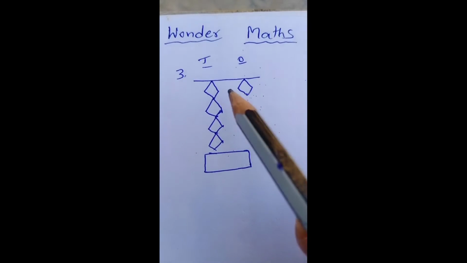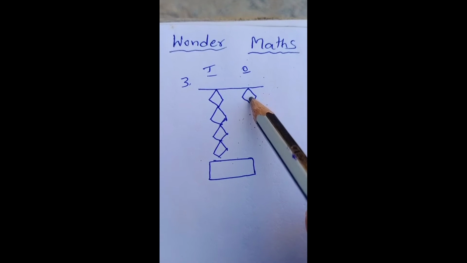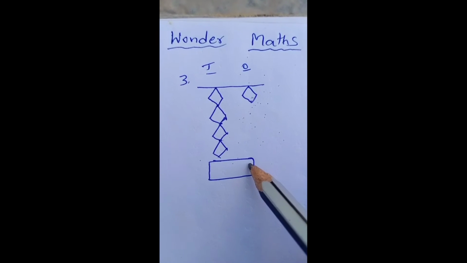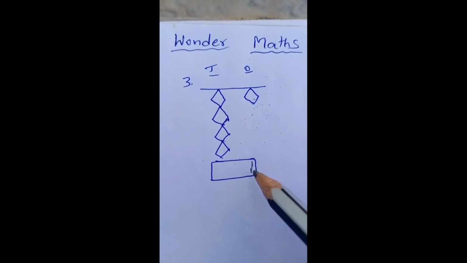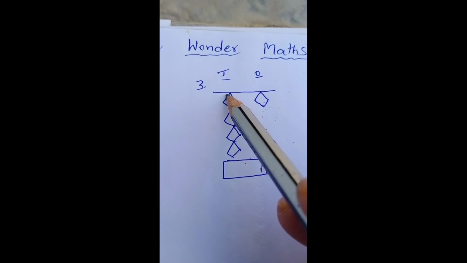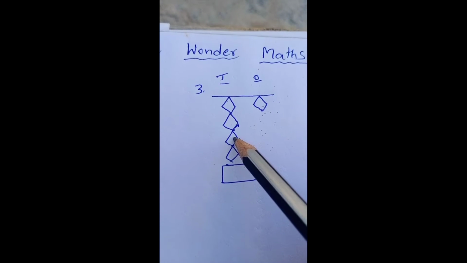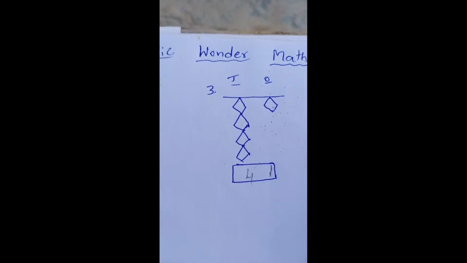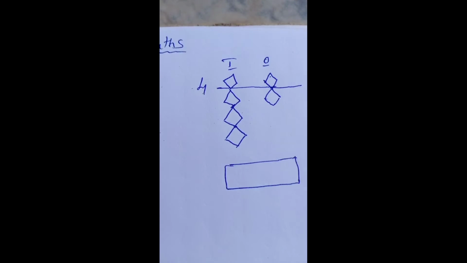Here two rods are taken. First we write the ones place. That is the lower bead, so the value of the lower bead is only 1. And these are also lower beads. So 1, 2, 3, 4. So I will write 4. Total 41.